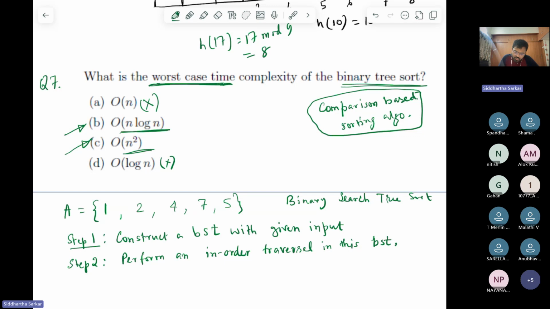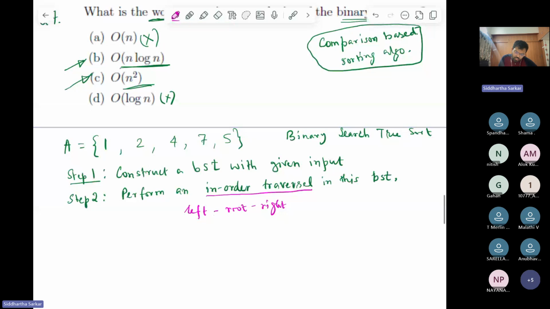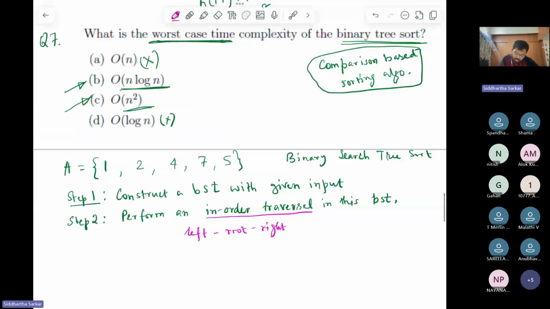What is in order traversal? Anybody? Left root right. That is correct. So in order traversal means first you look at the left subtree, followed by the root, followed by the right subtree. This is called in order traversal. Okay. So now first let us see how we can perform step one on this input.